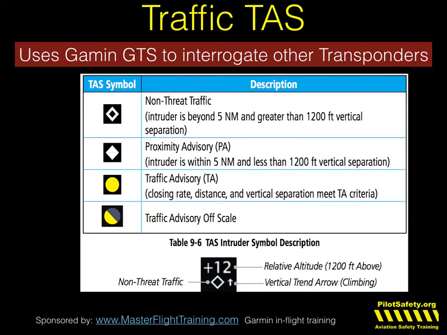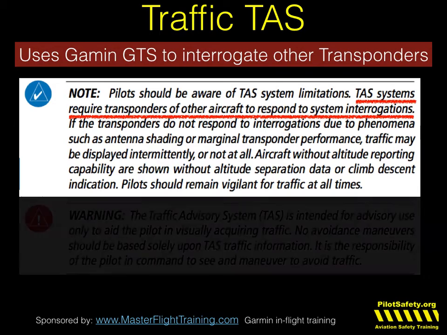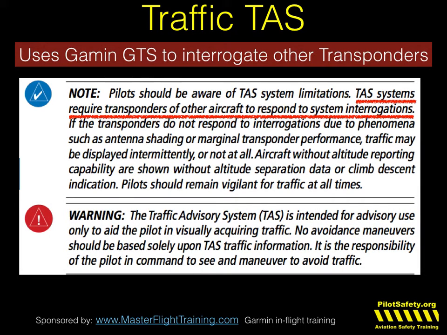Now, TAS is active in that it's interrogating other transponders, but there's some serious limitations. One, if the plane doesn't have a transponder, you're not going to see it. And the other one that is critical to know, and this is on TIS, TAS, and FIS-B traffic, TAS systems require transponders, and it's intended for advisory use only to visually acquire the traffic. Do not climb because you see a target 100 feet below you when you don't have separation on the traffic, when you don't see it.